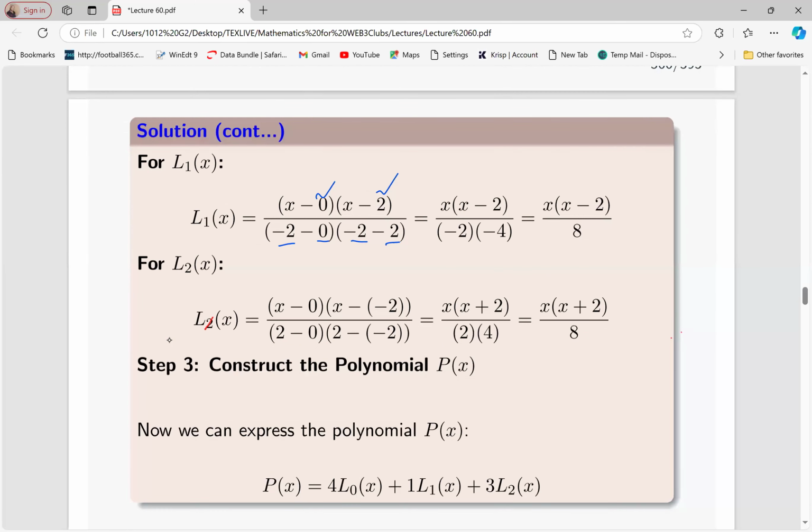The numerator, the first bracket, x minus 0 gives us x, then x minus 2 remains. Of course you can simplify that, or I didn't simplify, but there's no problem. The first bracket at the denominator is negative 2, and the second bracket is negative 4, which comes to positive 8. So I left it at this because I saw this one was easy to simplify even later. So we come to the last, L2.